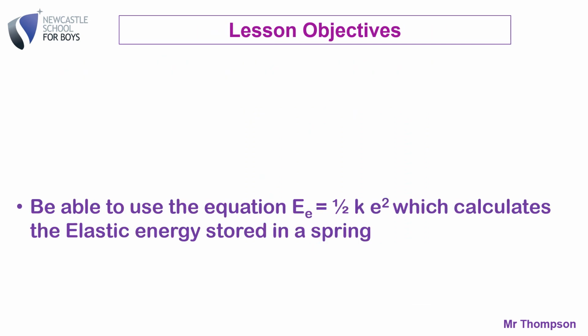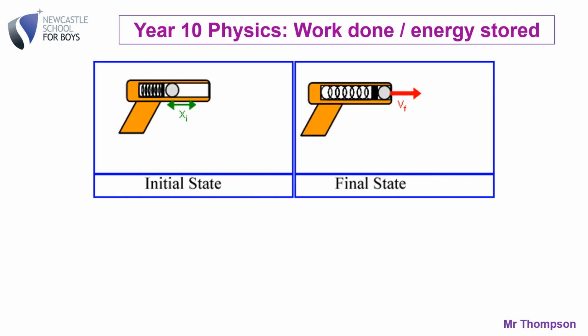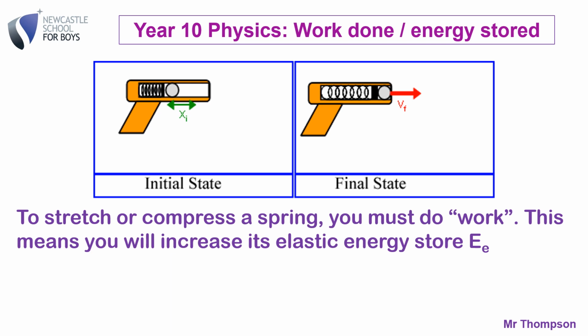Okay, probably the hardest thing today, actually, higher level, be able to use the equation E_e equals half K E squared, which calculates elastic energy stored in a spring. So here's an example, just so you can see what it means. To stretch or compress a spring, you must do work. This means you increase the elastic energy stored.